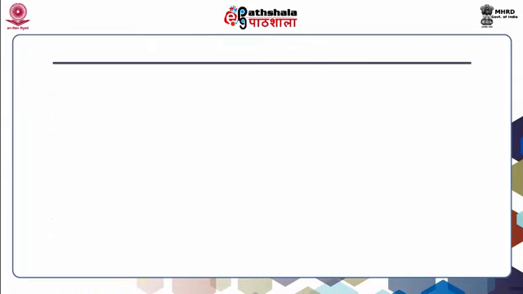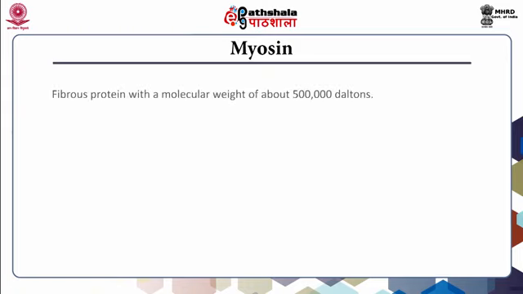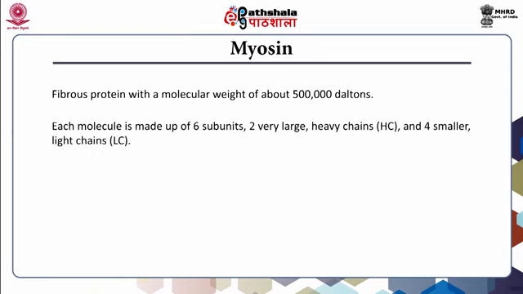Let us see what is myosin. Myosin is a fibrous protein with a molecular weight of about 500,000 Daltons. Each molecule is made up of 6 subunits. 2 are very large, heavy chains and 4 are smaller, light chains.